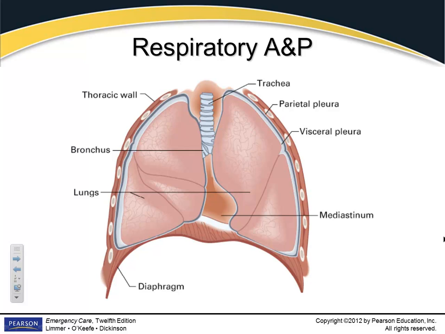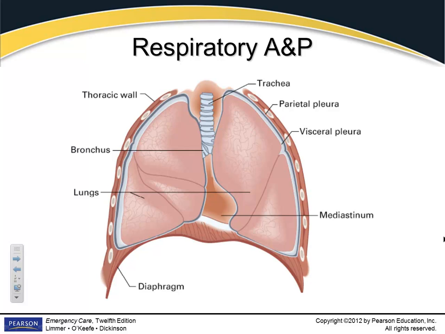Okay. This is just a picture of the lungs. Which side of the chest is going to have the larger lung? The right side because? It has 3 lobes. It has 3 lobes. Why? Because the heart's on the left side.